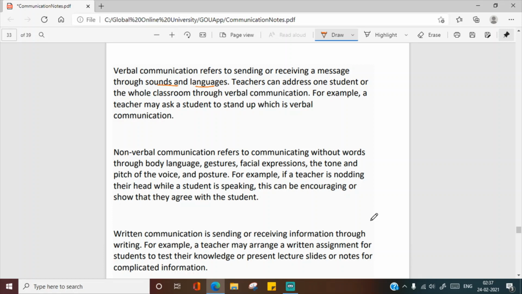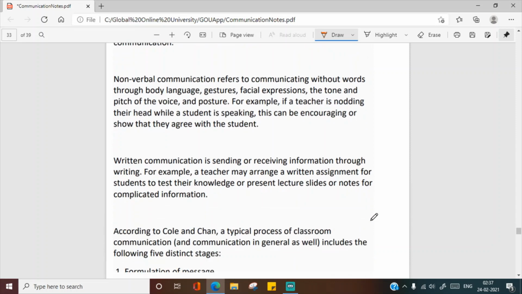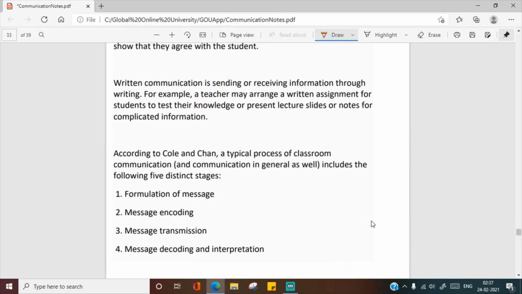So if the teacher is nodding her head while a student is speaking, this means that what the student is saying is correct, and she's encouraging the student to speak further. Written communication is sending or receiving a message in writing, an assignment or a project or a slide or presentation. That is a kind of written communication.